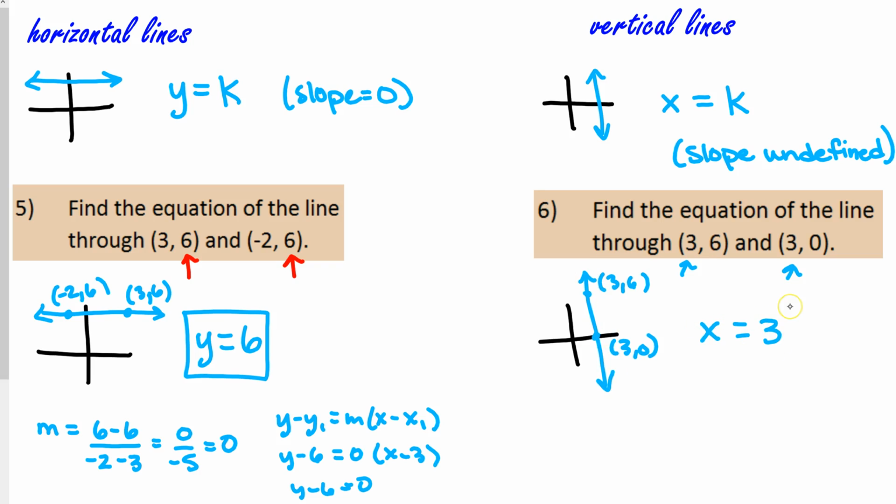x equals 3. Now if you didn't stop and think about that and you just started to calculate the slope, y2 minus y1 over x2 minus x1, you're going to realize that you get an undefined slope. And by that point, you're kind of stuck, like you can't do any more algebra, but hopefully at that point you realize you do have a vertical line.